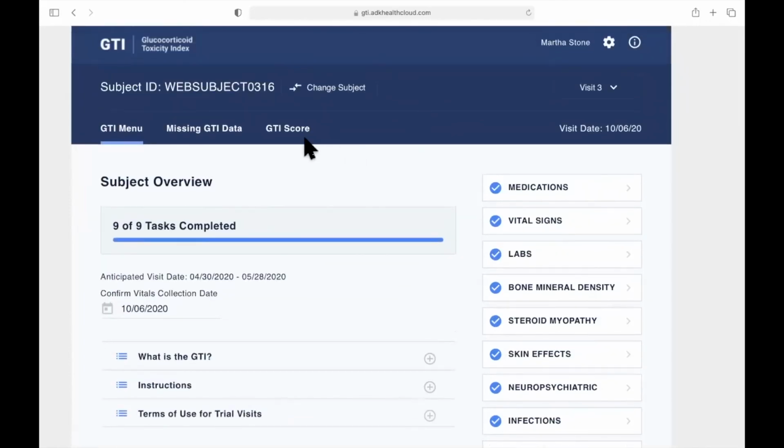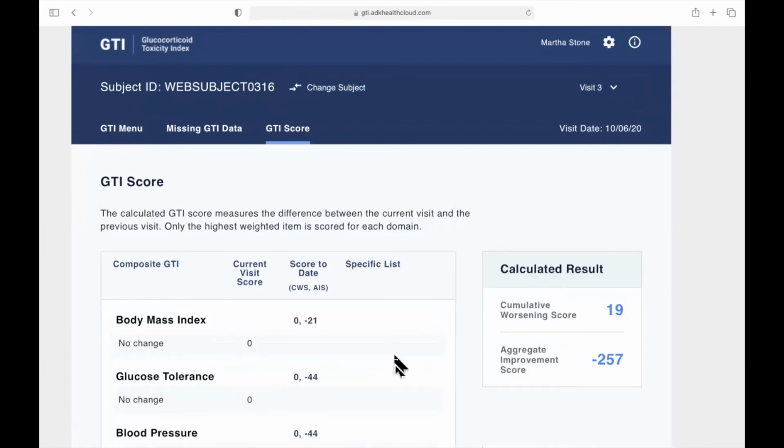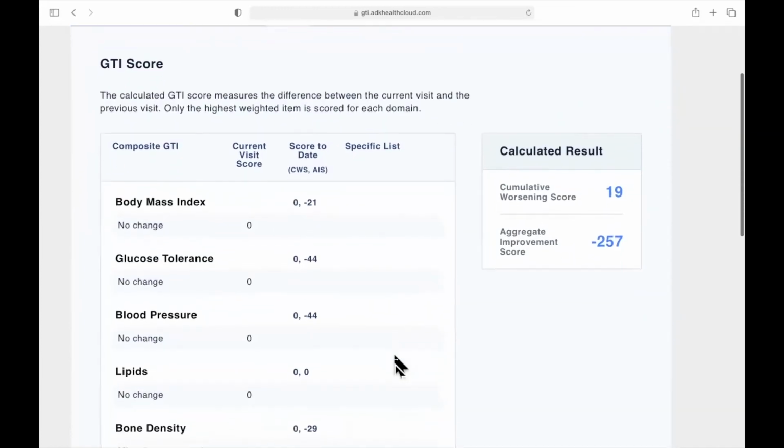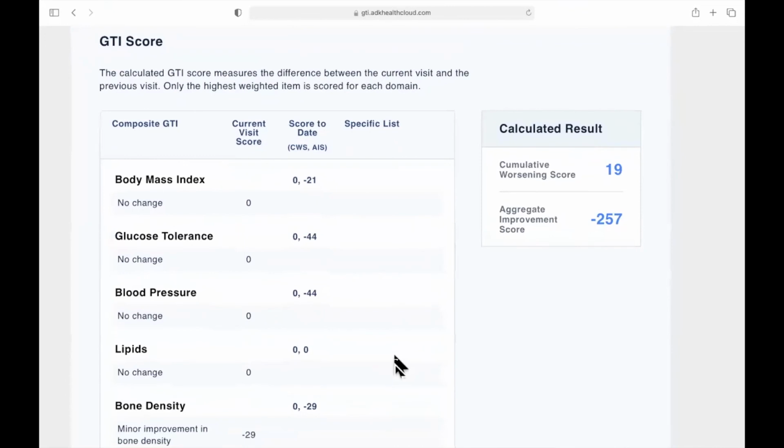And this sums the entire score since baseline. So the cumulative worsening score, because of that infection, because of that oral candidiasis that occurred in the first GTI interval between baseline and 13 weeks, that is reflected in the 19 points. But the patient has continued to have improvement in overall steroid toxicity, and the aggregate improvement score is now minus 257, a very nice improvement overall in steroid toxicity.